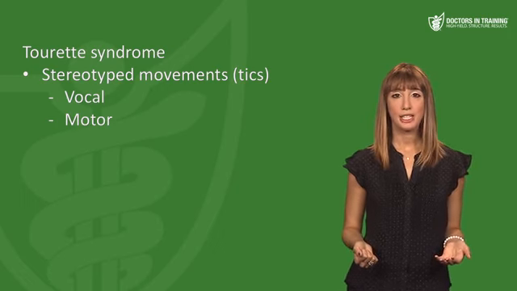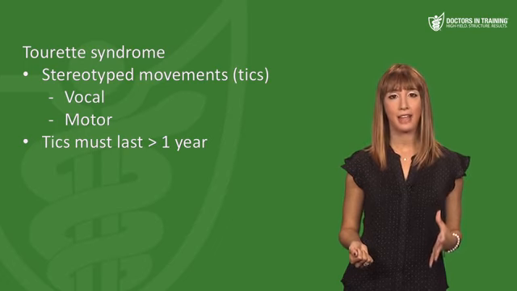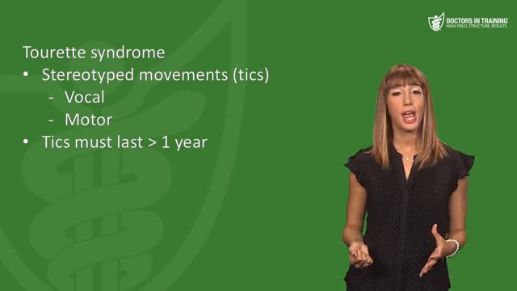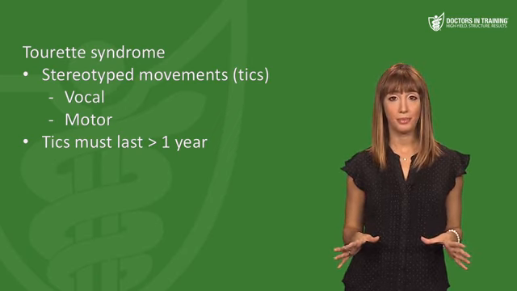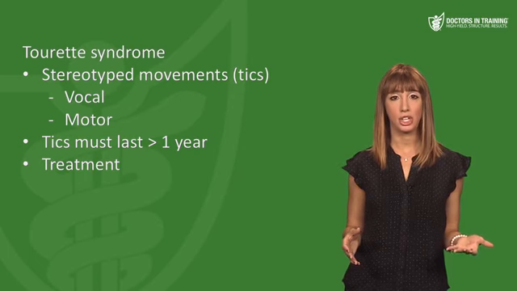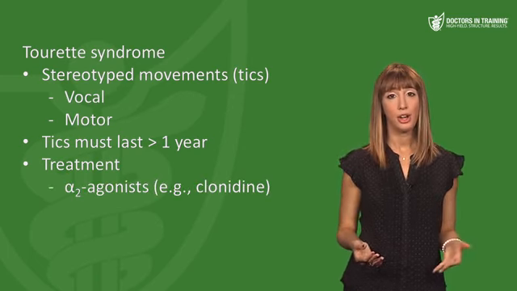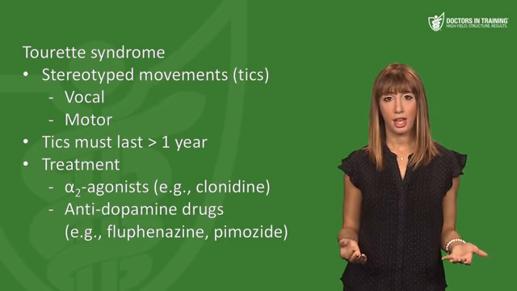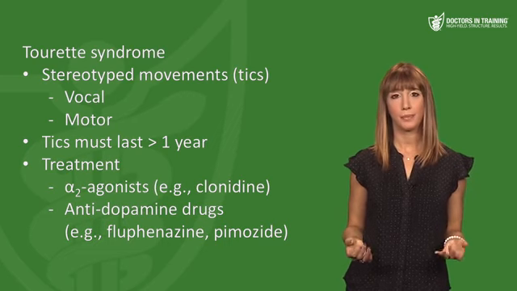Tourette syndrome is usually diagnosed around age 10 or 11, and the tics have to have lasted for at least 1 year. It usually resolves by 18, but it may persist into adulthood. The treatment can include behavioral therapy to help patients learn to hide the tics, or alpha-2 agonists like clonidine, or anti-dopamine drugs like fluphenazine and pimozide, which are both neuroleptics.